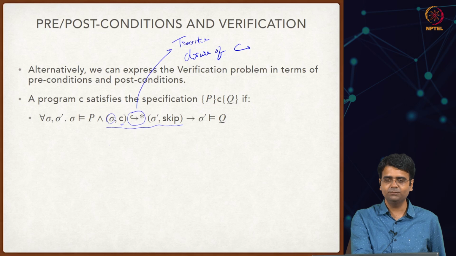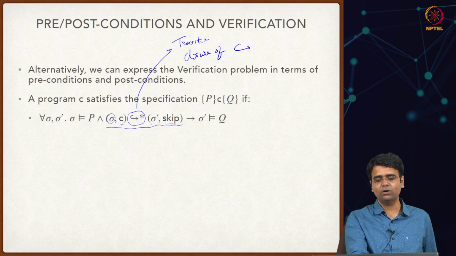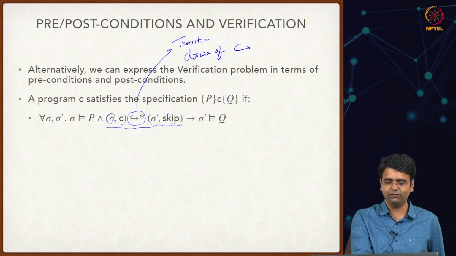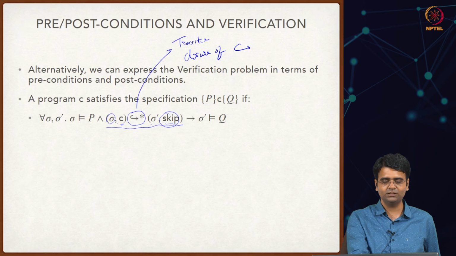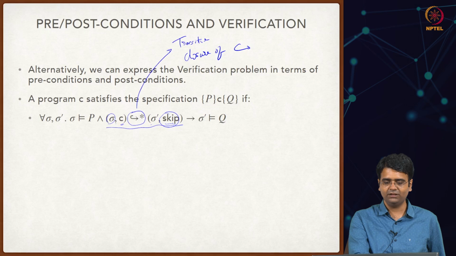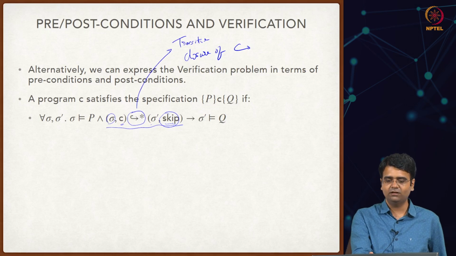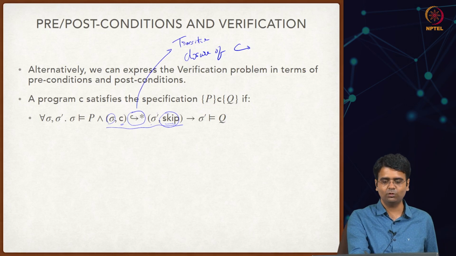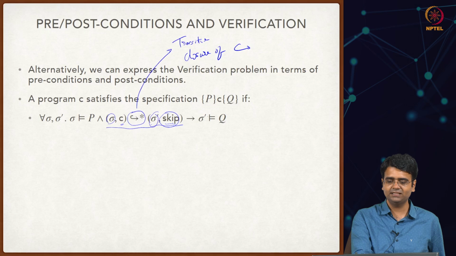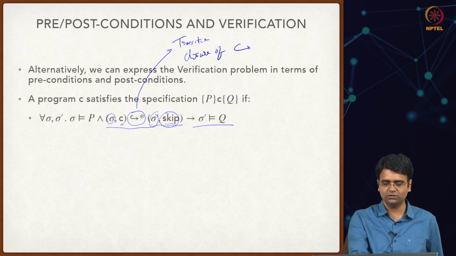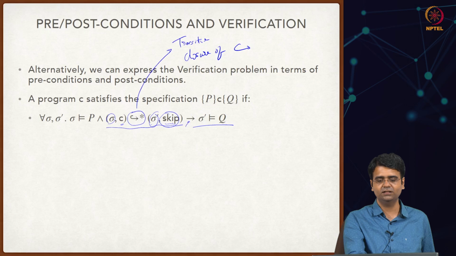So if by some sequence of transitions I reach the state sigma prime skip, it means that I have executed all the statements of C. This skip will occur only if all the statements of C have been executed. So if I terminate, which means the execution of C halts, which can only happen after all the statements of C have executed, and I reach the valuation sigma prime, then this sigma prime should satisfy Q. So this arrow is an implication here.